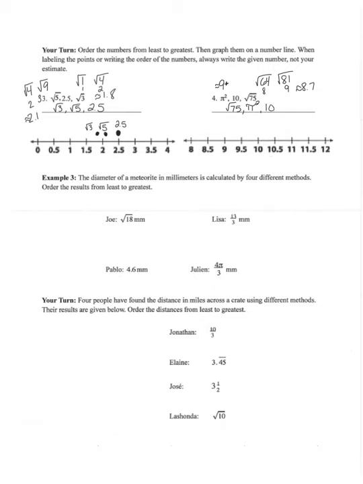So plotting those on my number line, the smallest is going to be that square root of 75, which is about 8.7. So about in the middle of 8.5 and 9. And then we've got pi squared, a little bit more than 9. Pi squared, and then we've got 10.